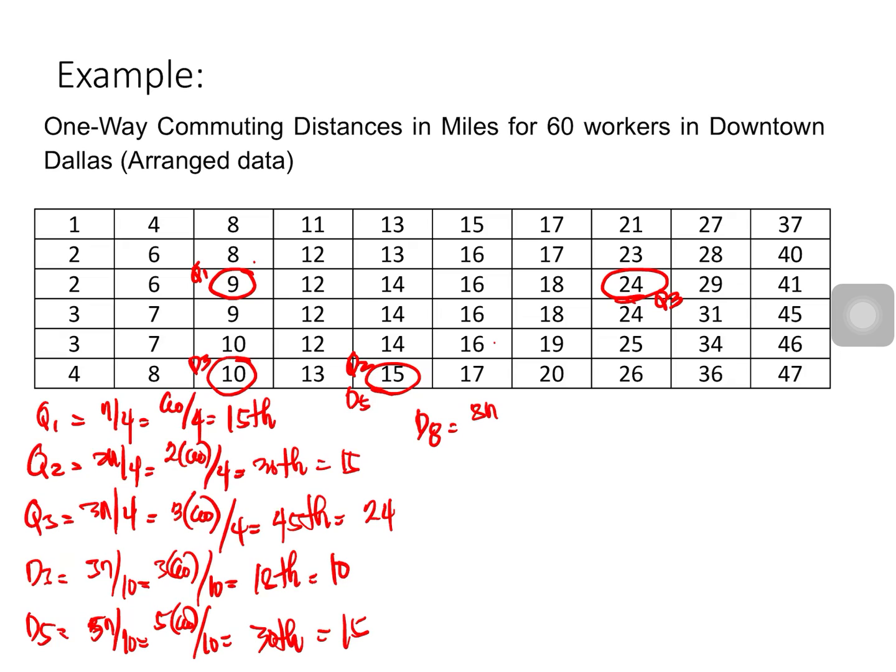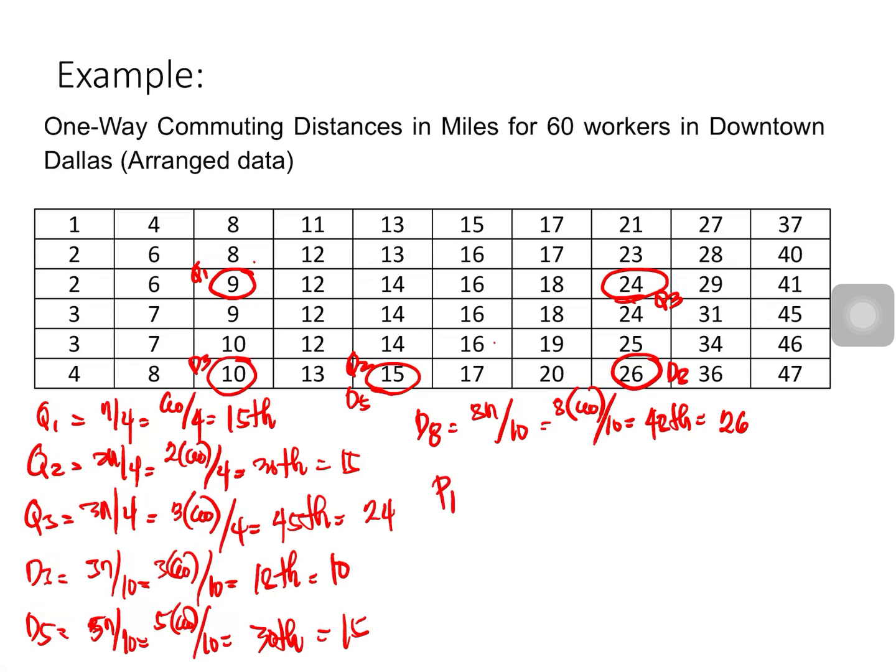Then let's say I want to compute for D8. That is 8n over 10, and that is 8 times 60 divided by 10. That is 48. And we have here 45, 46, 47, 26. This is your D8.